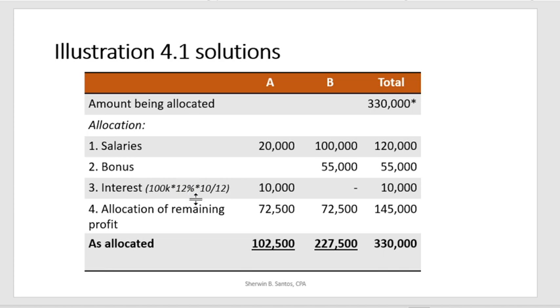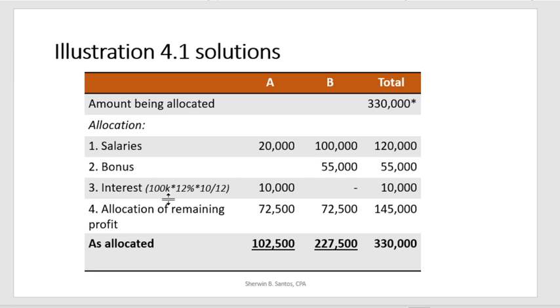Next, your interest is 12%. Interest ni A daw is 12% of the beginning. So, 100,000, ito yung kinontribute niya na initial na cash, 100,000 times 12% times 10 over 12. Bakit, sir, kailangan ng 10 over 12? Dahil yung 12% ay 12 months kasi yun. Nag-ooperate pa lang siya ng 10 months. So, kailangan mong i-reflect yung correct time period. 100,000 times 12% times 10 over 12 is 10,000 for A.